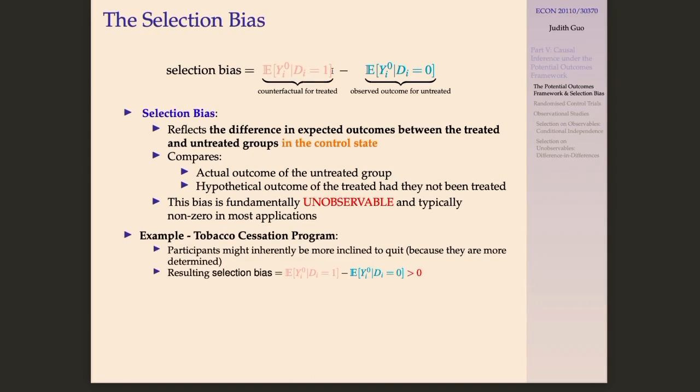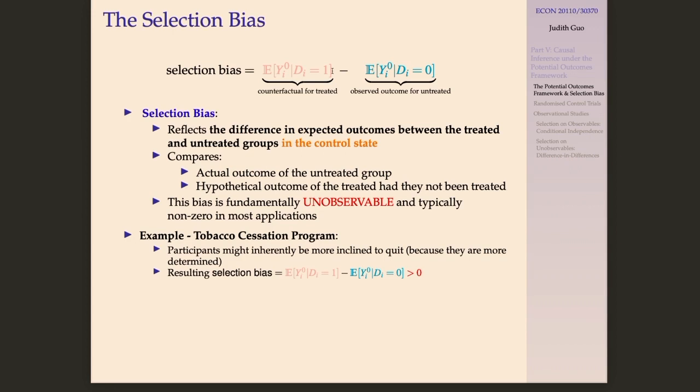So for example, think about the tobacco cessation program we discussed on Monday. So the participants, those who self-select into the program, might inherently be more likely to quit because they are more determined to quit.